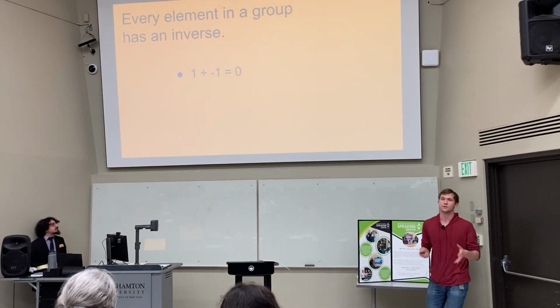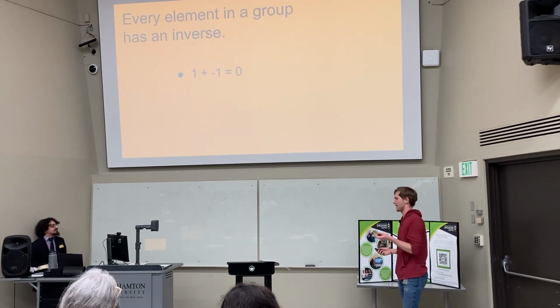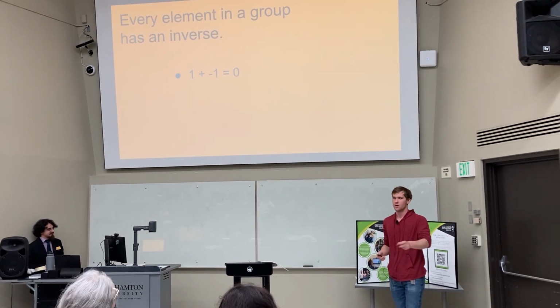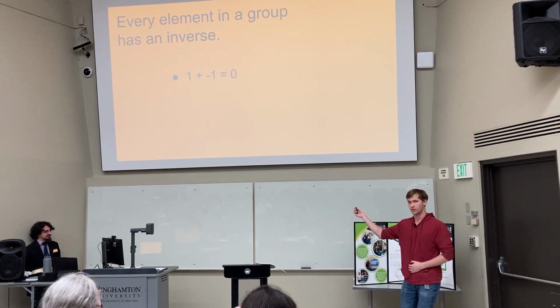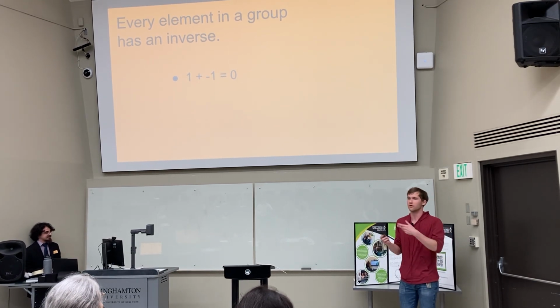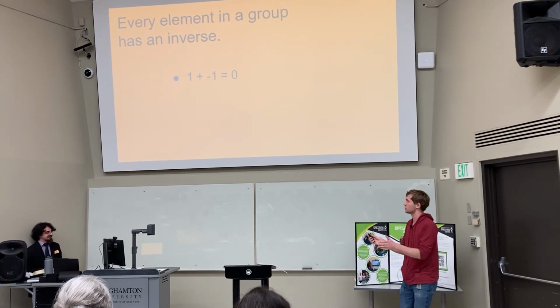Another very important property about groups is that every group has an inverse. For example, let's say we have the integers. We know that 1 has an inverse. It's negative 1. Because when we add the 2 together, we get 0. And this is true for any number. Any number has a negative. When we add the 2, we get 0.